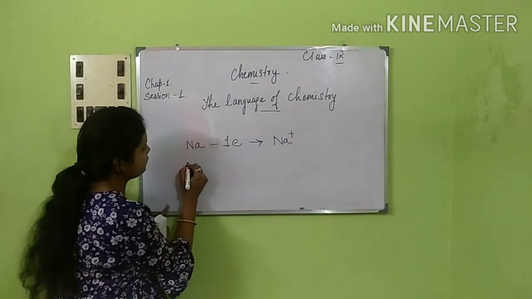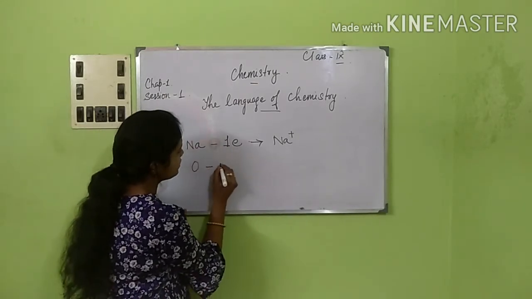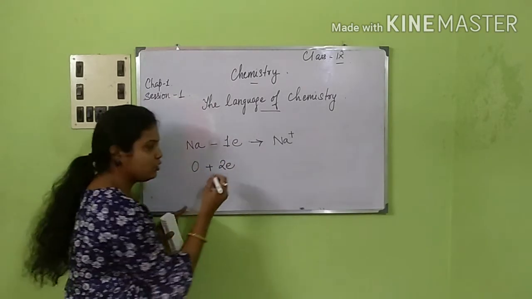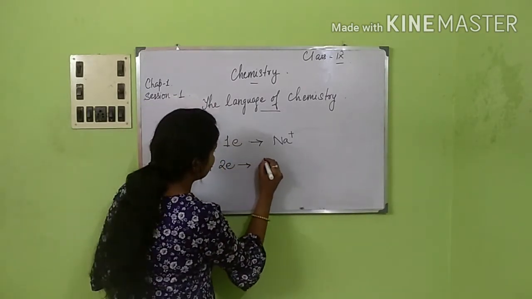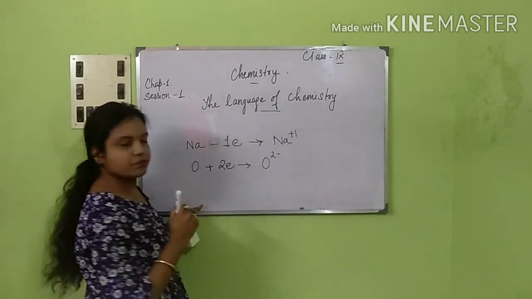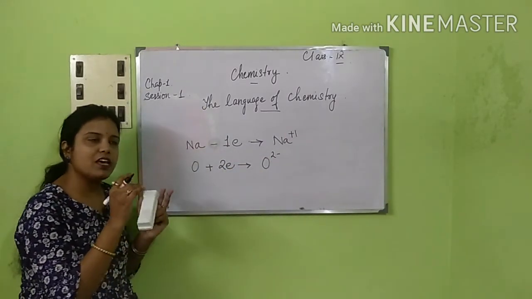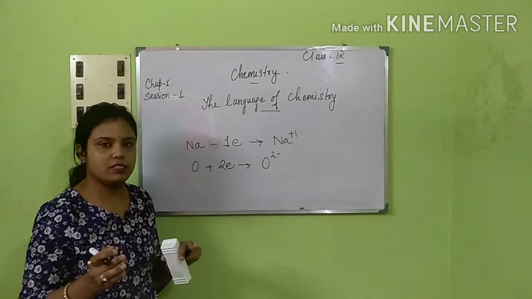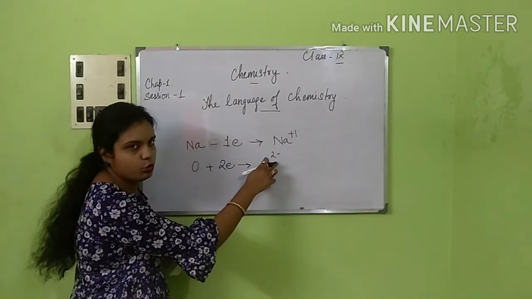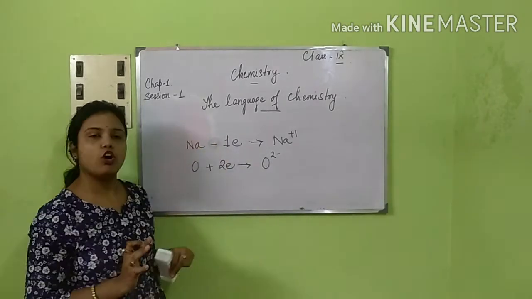And suppose we take oxygen. It is gaining 2 electrons, not losing. That becomes O2 minus. Since it is taking 2 electrons more, and it had an equal number of protons and electrons, as soon as it takes 2 more electrons it becomes O2 minus, that is 2 negative charges coming to it. This is the valency of oxygen.